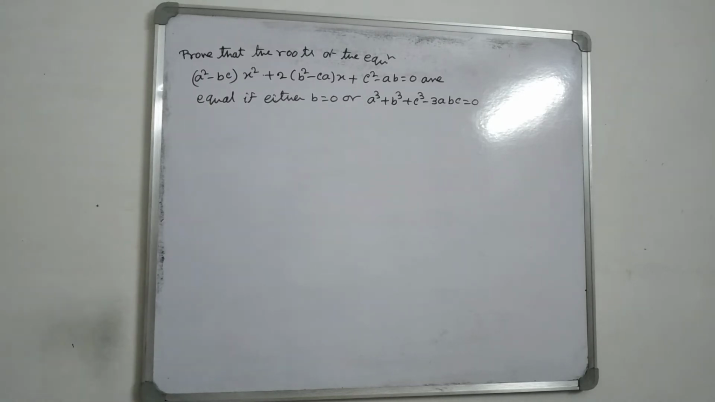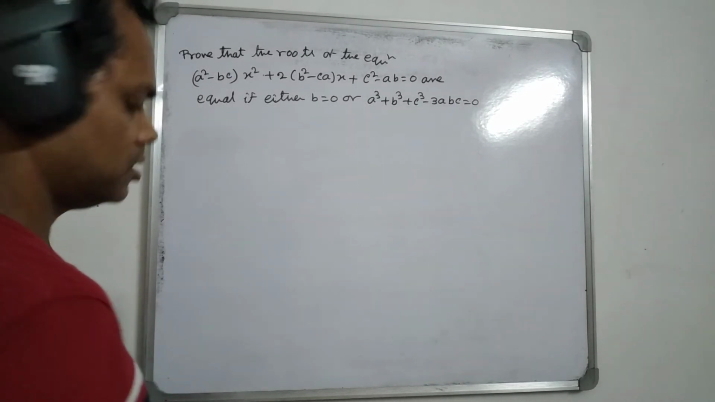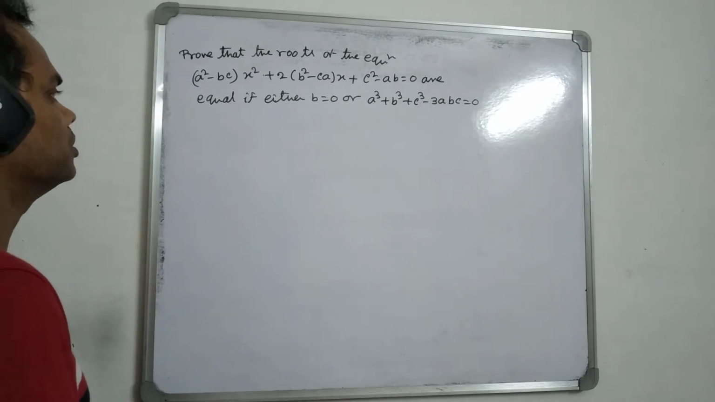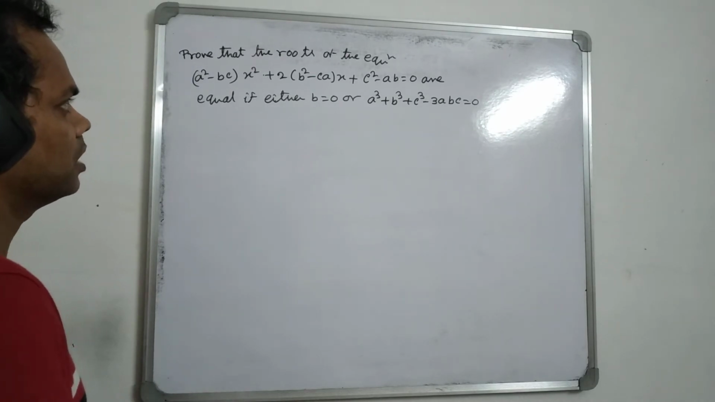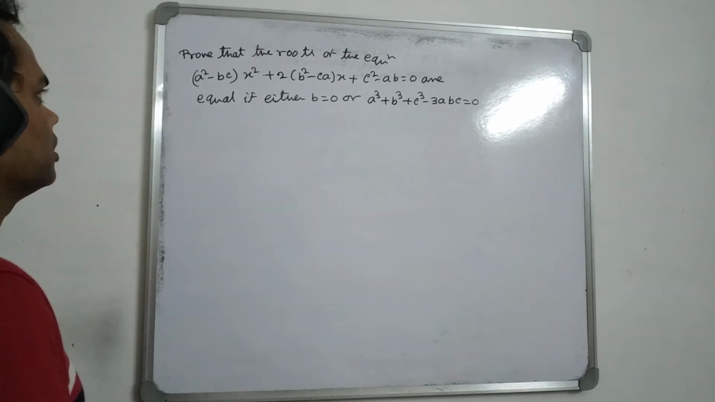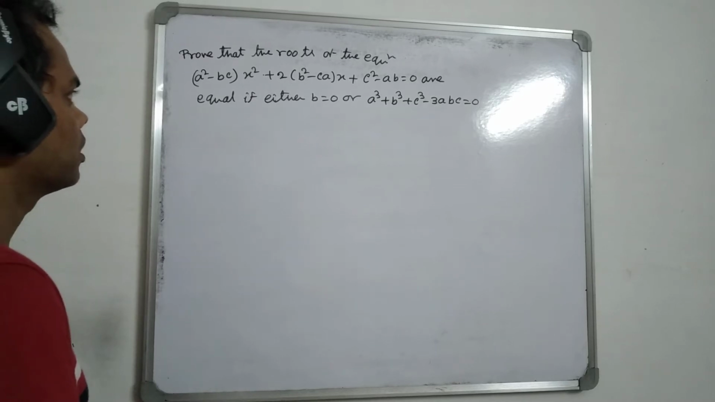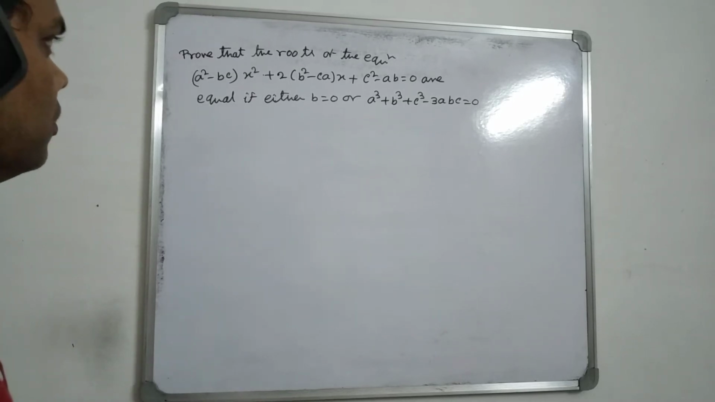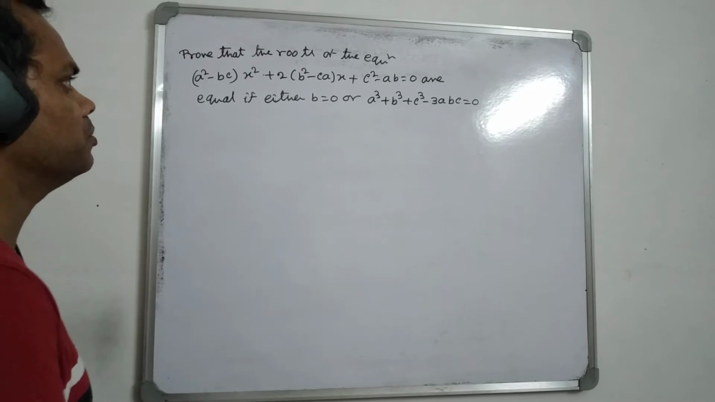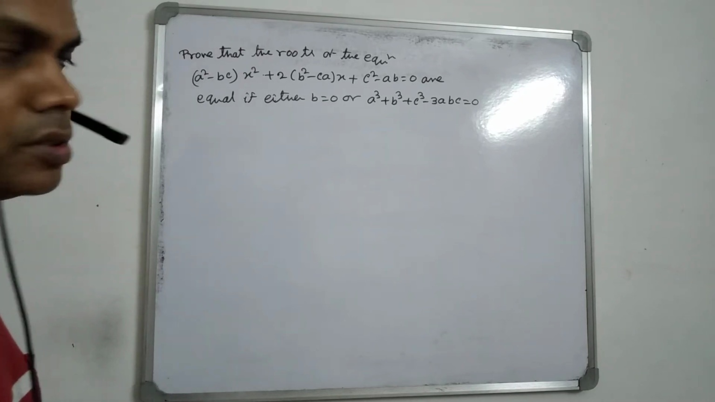Prove that the roots of the equation (a² − bc)x² + 2(b² − ca)x + (c² − ab) = 0 are equal if either b = 0 or a³ + b³ + c³ − 3abc = 0.